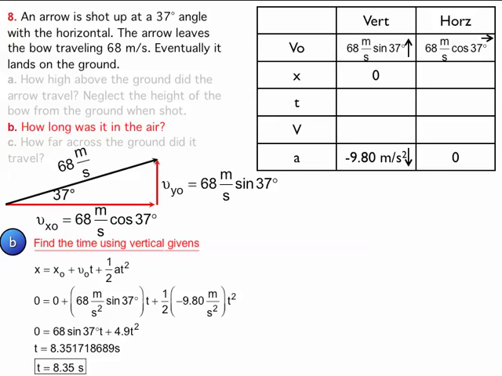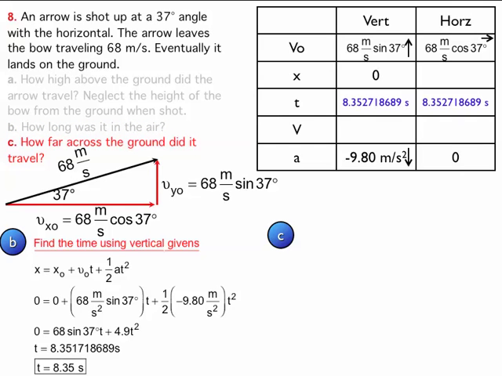And when I solve that, because it's a quadratic equation, I use the quadratic formula and I get 2 answers. One of them is t equals 0, and the other one is t equals 8.35. And they're both true because at a height of 0, that's at the very beginning of the motion and the very end of the motion. So 0 at the beginning and the end at 8.35 seconds. So 8.35 seconds becomes my time.